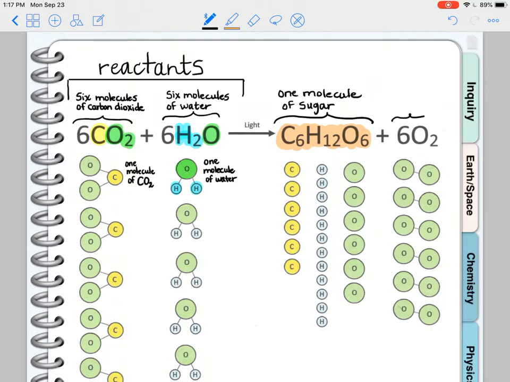And then this, do you remember what O2 is? It's oxygen 2. That is breathable oxygen. So this is 6 molecules of breathable oxygen. Not ozone or O1. This is 6 molecules of oxygen that you and I can breathe. And this side of the equation is called the product side.